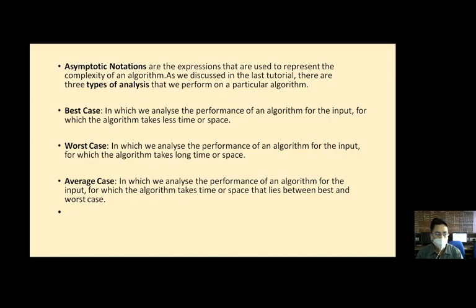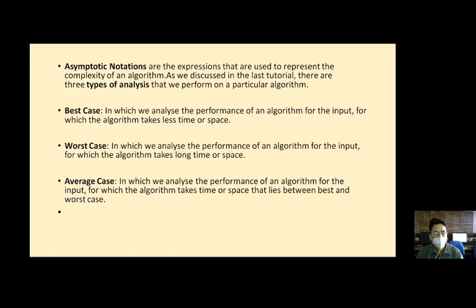While in the average case, or the general case, we analyze the performance of an algorithm for the input for which the algorithm takes time or space that lies between the best and the worst case. This is not an extreme case like the best and worst case, but it is actually the average case.